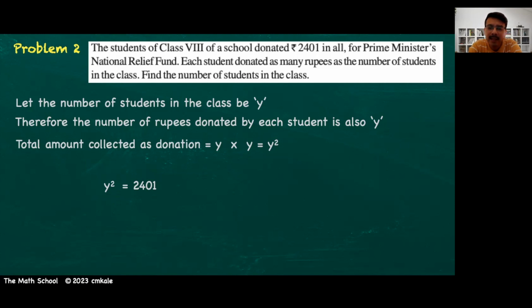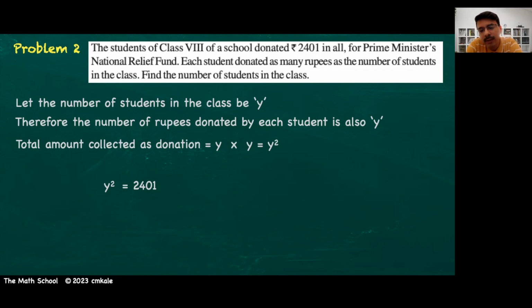Let us again apply our quick estimation methods. This is a 4-digit number, which means we'll have two 2-digit pairs. So we have 01 as the first pair and 24 as the second pair, which means our solution, the square root of 2401, should have 2 digits, right? So what is the first digit? The square of the first digit should be less than or equal to 24. We know that 4 square is 16 and 5 square is 25. So our first digit is likely to be 4.